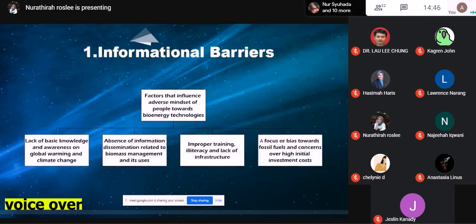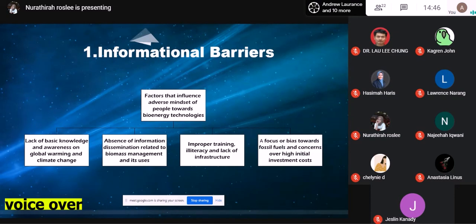Then, moving on to the factors that influence the adverse mindset of people towards bioenergy technology. There are four factors. First, lack of basic knowledge and awareness of global warming and climate change. Second, absence of information dissemination related to biomass management and its uses, as users do not have access to information relevant to biomass characterization, processing methods, and operating parameters. Third will be improper training, illiteracy, and lack of infrastructure.